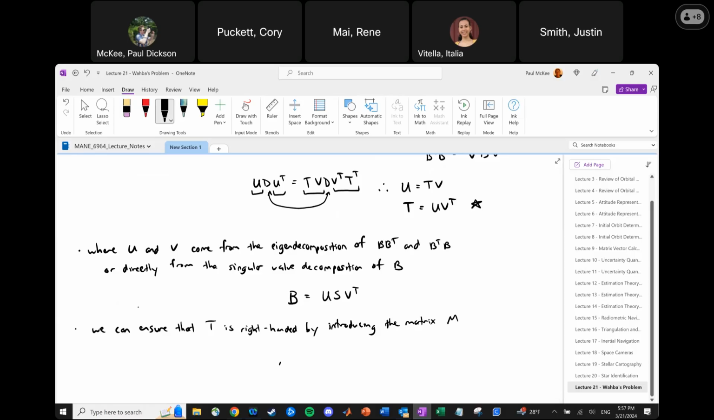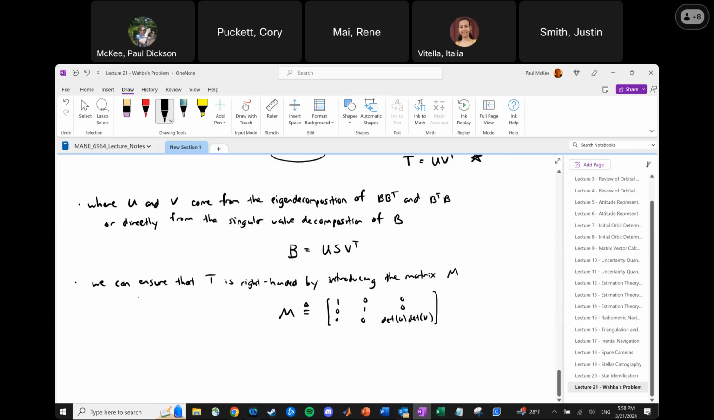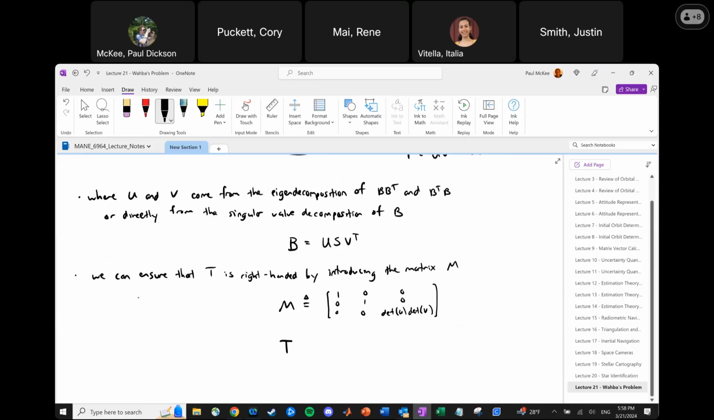And M is defined as follows. M is an identity matrix where the bottom right element is the determinant of U times the determinant of V. So it could be positive or negative, but ultimately it's going to ensure that, and here's our equation, the attitude transformation matrix from the inertial frame to the camera frame is U M V transpose, and that gets the box.